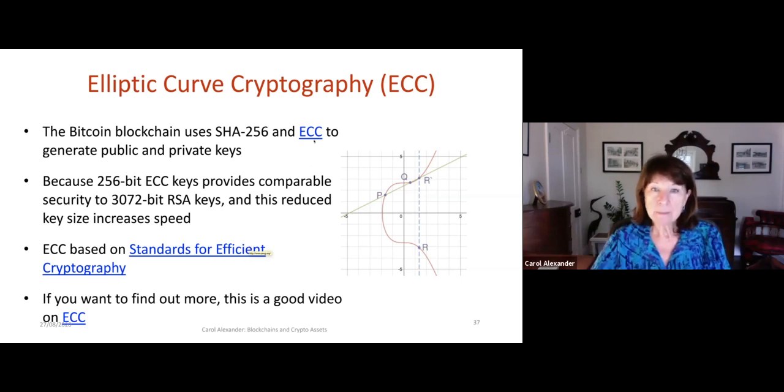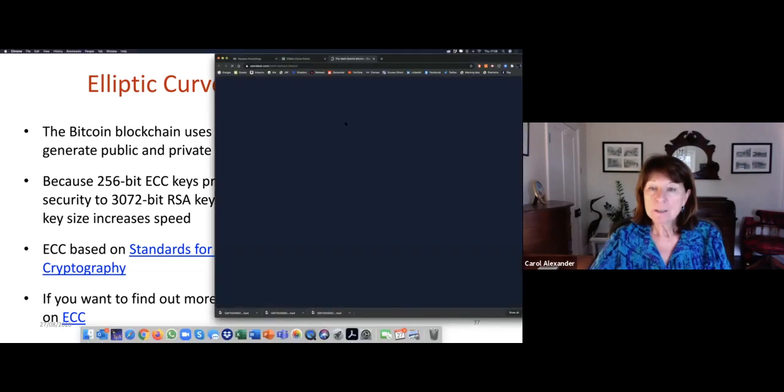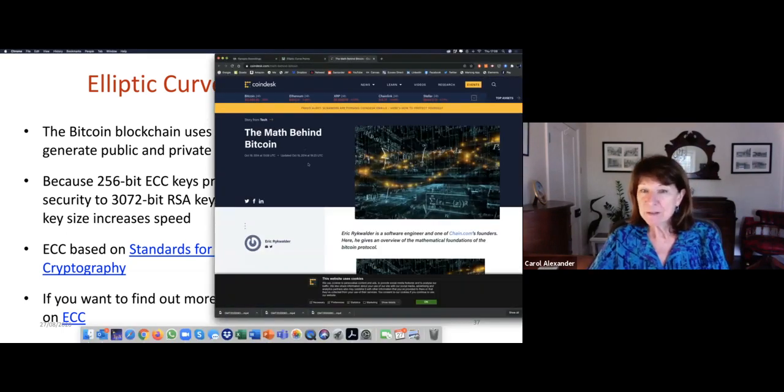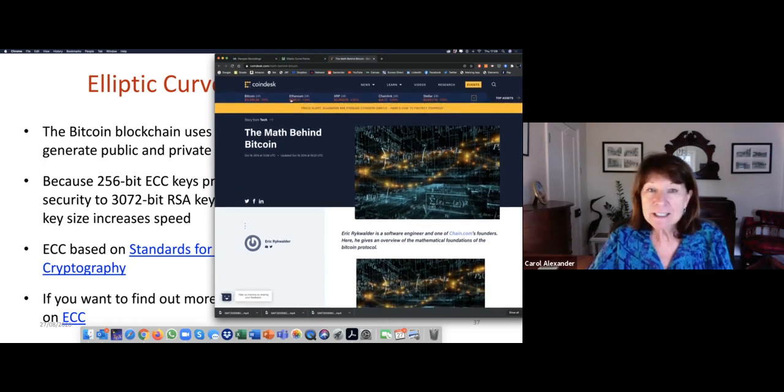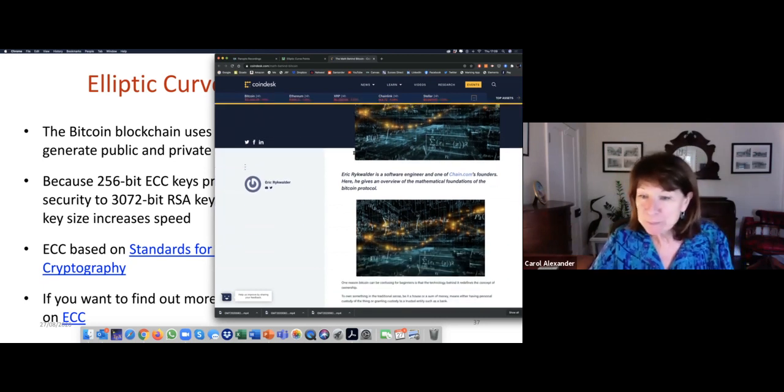So here's a couple of links just to show you the math behind Bitcoin. If you're interested, you can have a look at another CoinDesk article. Okay, see the markets are down at the moment, but hey, they're always going up and down.